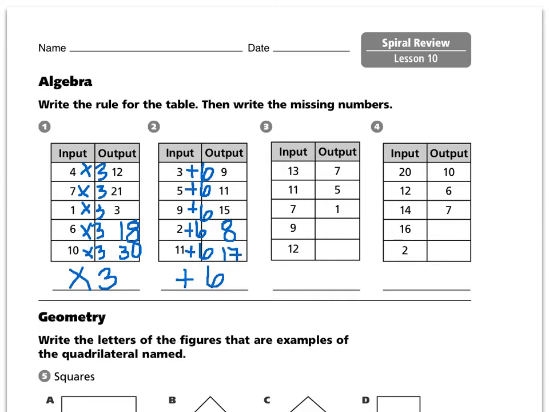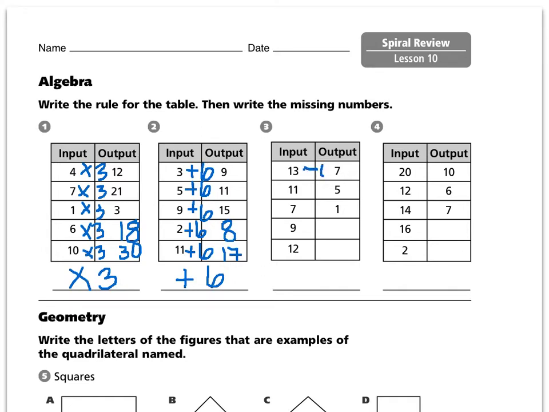Let's look at number 3. This time I'm decreasing, so I'm either dividing or subtracting. And I can tell from 13 to 7 I'm not dividing by a certain number because 7 doesn't go into 13 evenly. So I'm going to be subtracting.